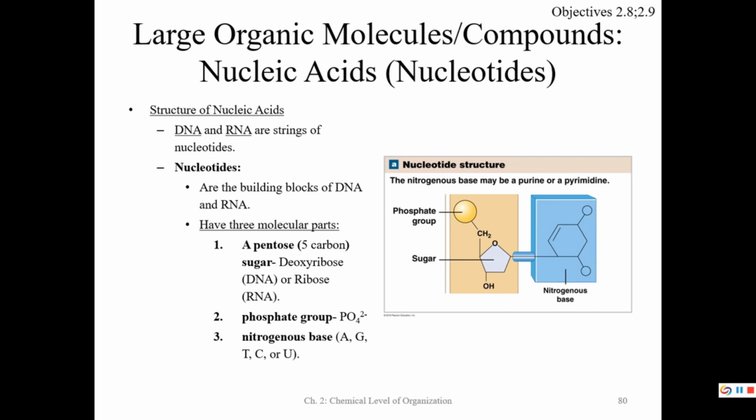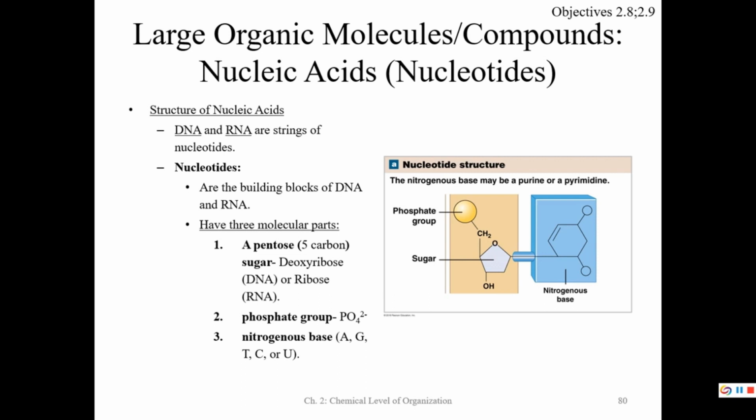All nucleotides have something in common. They all have a 5-carbon sugar called a pentose. If you are DNA, this sugar is deoxyribose. If you are RNA, this sugar is ribose. It's either deoxyribose for DNA, ribose for RNA. They all have a phosphate, PO4 2 minus, and they all have nitrogenous bases bound to them.